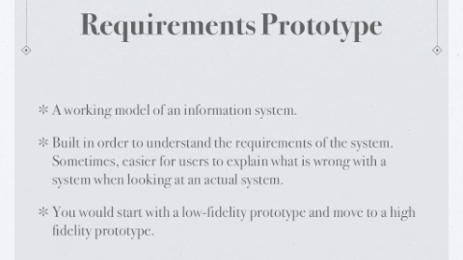A requirements prototype might be created at this stage, and what it is is a working model of the information system. The idea is that you build a prototype of the system, so it may or may not be the actual system, and you would ask the users and participants to refine their ideas about what's wrong with the system by looking at progressive prototypes. Sometimes it's easier for users to explain what's wrong with the system when they're looking at an actual system. So they might go, well, I want that to be a drop-down menu, rather than explaining that without having the system in front of them.